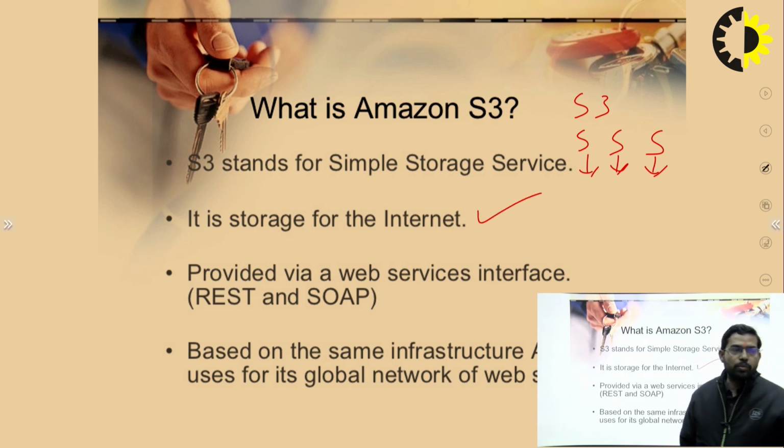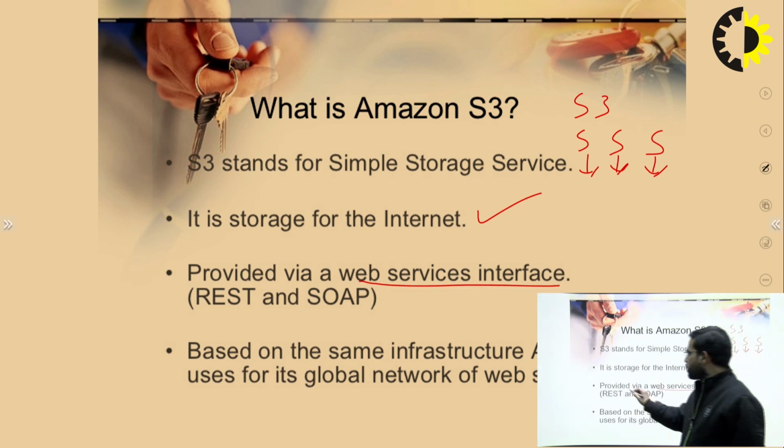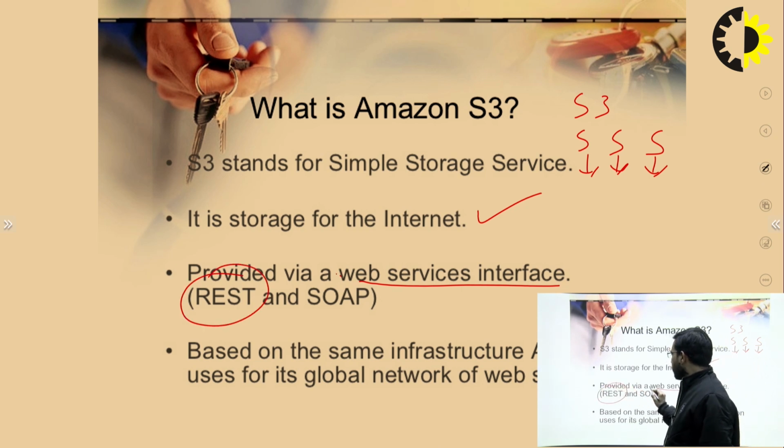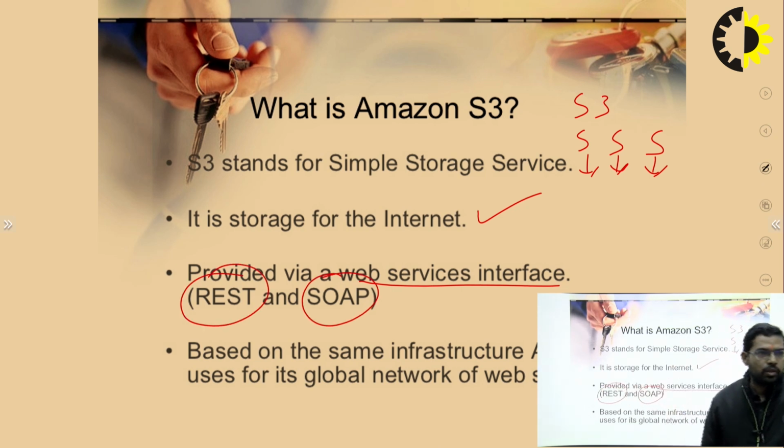How do we use Amazon S3? It is provided via a web service interface, and for the web service interface we use REST and SOAP. It is based on the same infrastructure Amazon uses for its global network of websites, and it is used for Amazon storage devices.